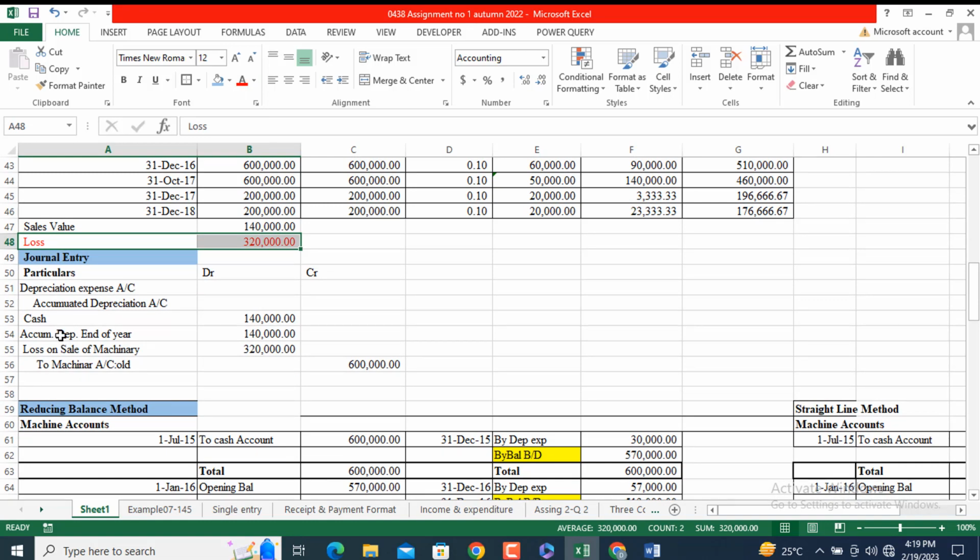So this is the entry that is related to the expense and the day of the sale of the assets. Depreciation expense account, accumulated depreciation, and accumulated depreciation must be subtracted from the asset account in the balance sheet on the date of closing. This is a cash, that on the October 31st, October 17. So cash is we receive this one, accumulated depreciation 140,000, loss on sale of machinery 320,000, and which is equal to the total cost of the machinery.